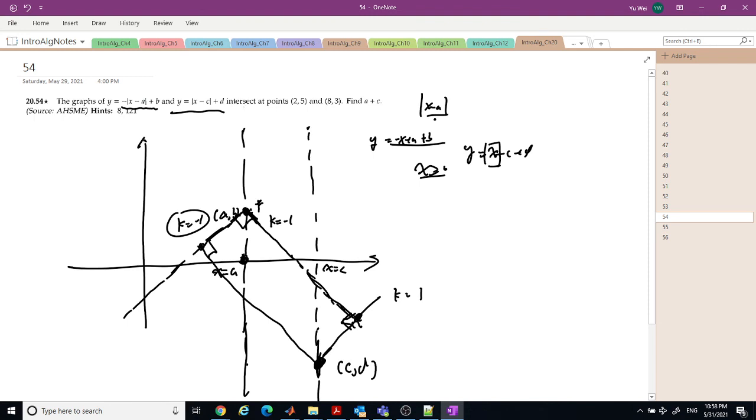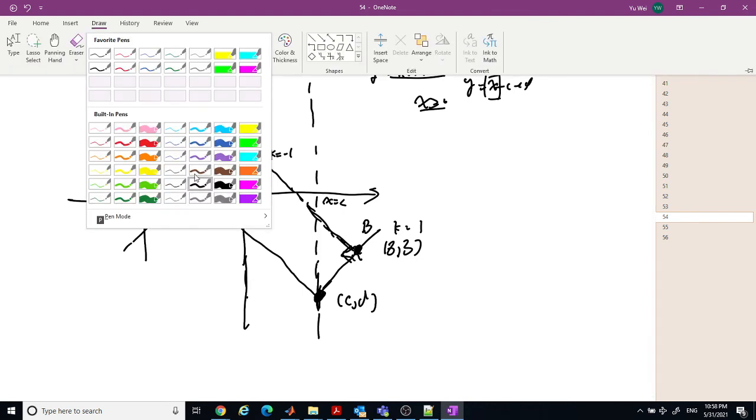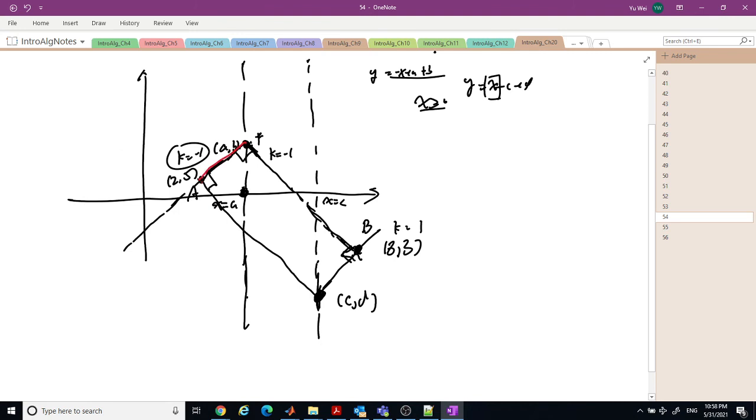Now we know the intersect points are 2, 5 and 8, 3. Let's see, this is the 2, 5 and this is the 8, 3, because my picture is not that good. So we know this point A and this point B. We want to know A plus C. You can think about it, this is the rectangle. So A is the x coordinate of this, C is the x coordinate of this.